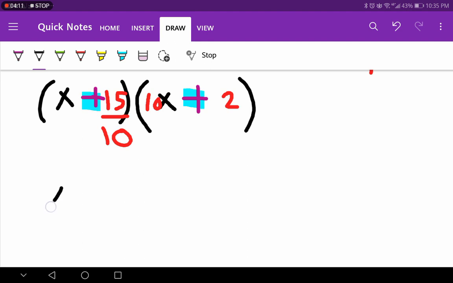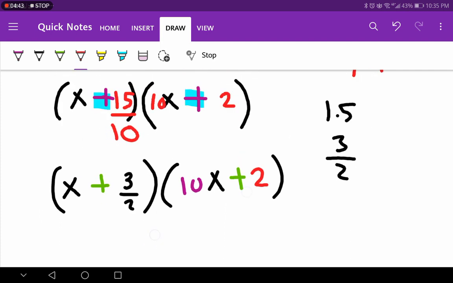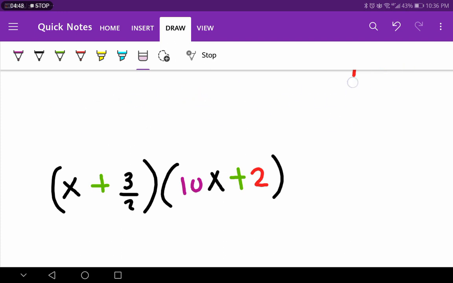And I will rewrite the equation. x plus 15 divided by 10, it is 1.5, and I can write 1.5 as 3 over 2. Yes, so 3 over 2. And here I have 10x plus 2. Are you happy with that? We are done. I know you know, my dear student. This is the answer, my dear student.